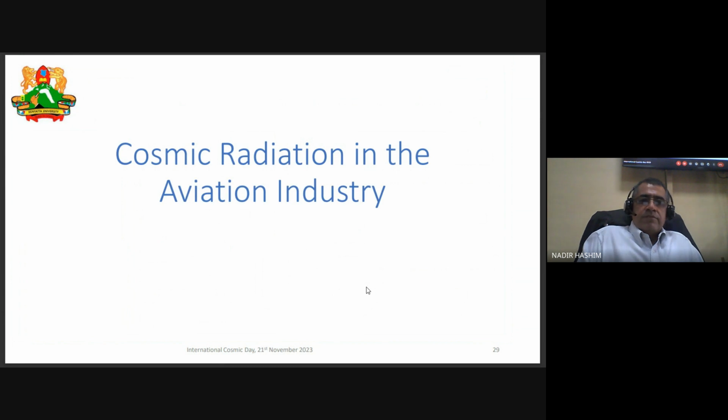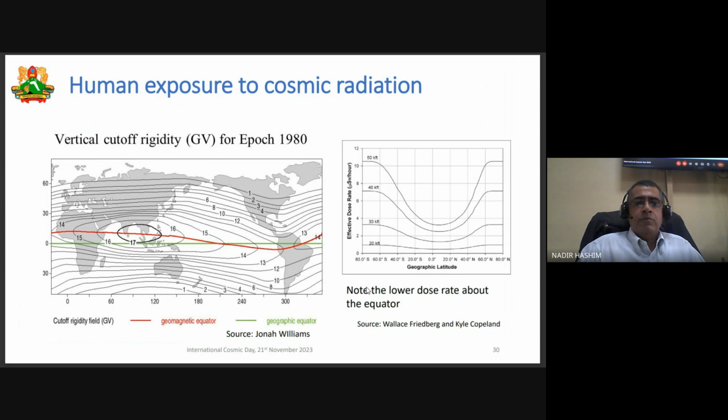Now we can switch from fundamental physics to applications. So the first application that I would like to talk about is the cosmic radiation in the aviation industry. Now that we have seen the occurrence of cosmic rays in our atmosphere, and these are charged particles, they would contribute to the human exposure to cosmic radiation.